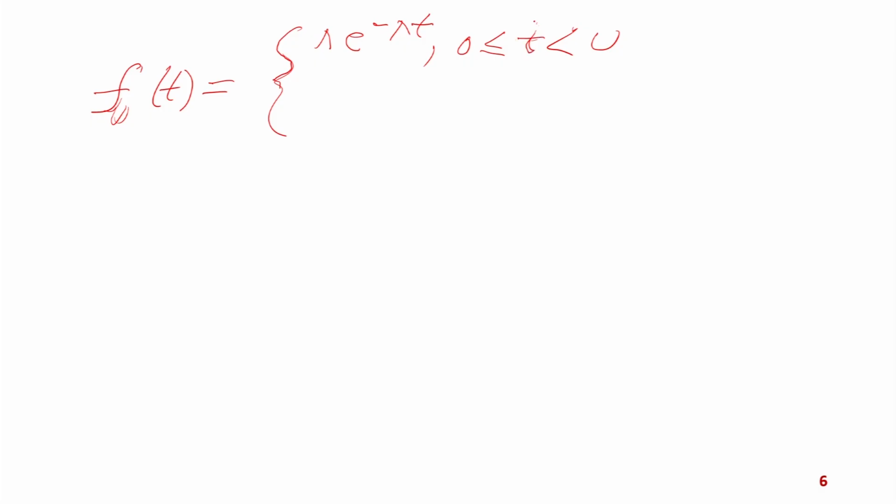So, now I can write this probability density function f_u(t) as: lambda e to the minus lambda t for 0 less than or equal to t less than u, then e to the power minus lambda u times delta(t minus u) for t greater than or equal to u, and it is 0 when t is less than 0.